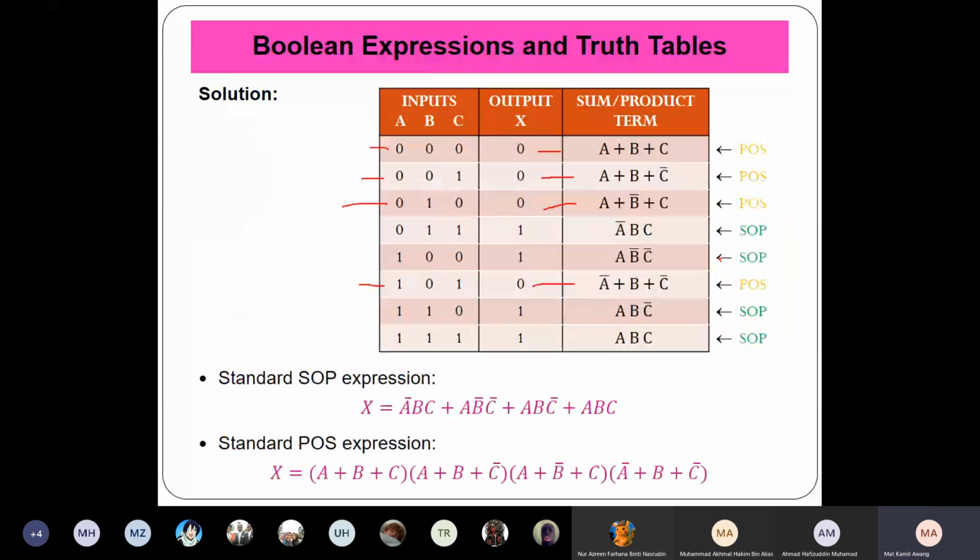So that's why you have this. This is for SOP. This is the equation from the same truth table. For the POS, this is the equation from the same truth table. It will give you the same result, but different expressions. In terms of the electronics, it will give you the same result, but 2 different implementations.